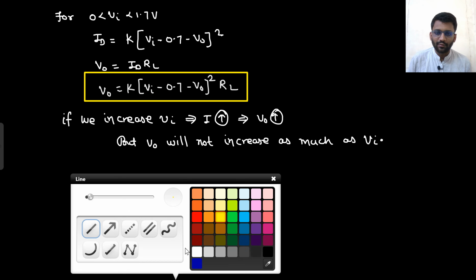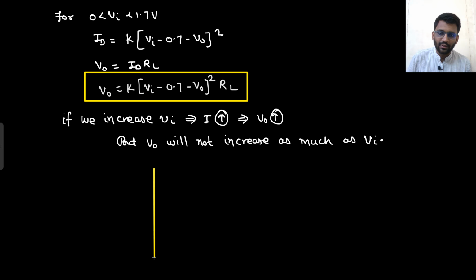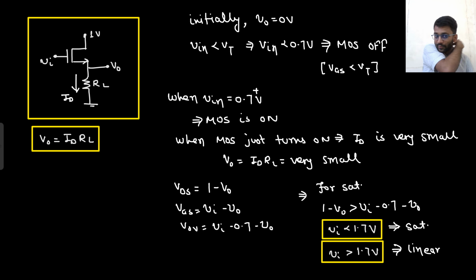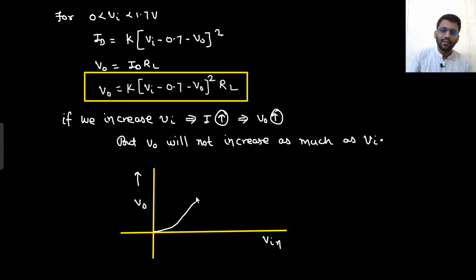So for the region till 1.7 volt, I am drawing V naught versus V in. V naught will just keep on increasing. But till what point it will increase, we don't know. After 1.7 it will be in saturation region, so we will talk about that. So it will increase like this. At 1.7 volt, the V in value is 1.7 volt, and the V naught value will be very less, much less than 1.7 volt.